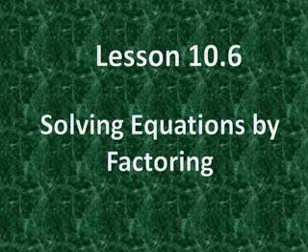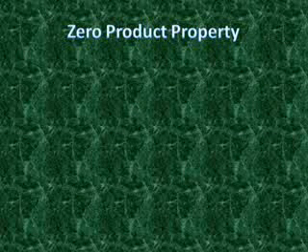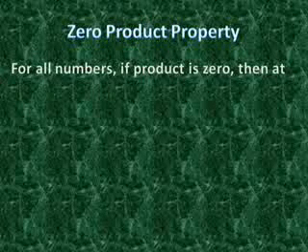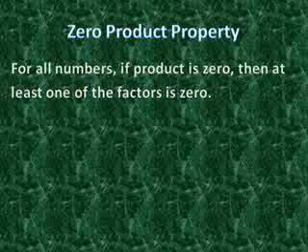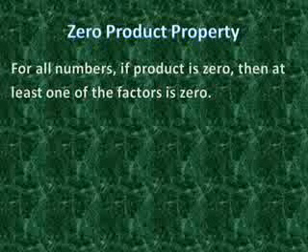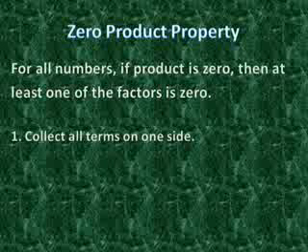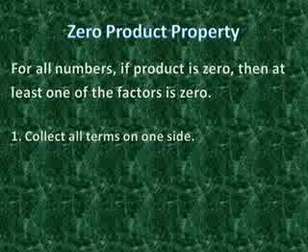Lesson 10.6. Solving equations by factoring. We have to discuss the zero product property. For all numbers, if the product is zero, then at least one of the factors is zero. To solve an equation by using the zero product property, you have to follow steps.